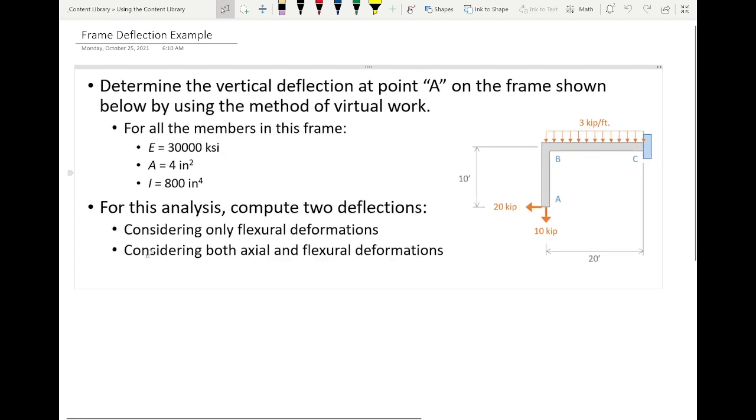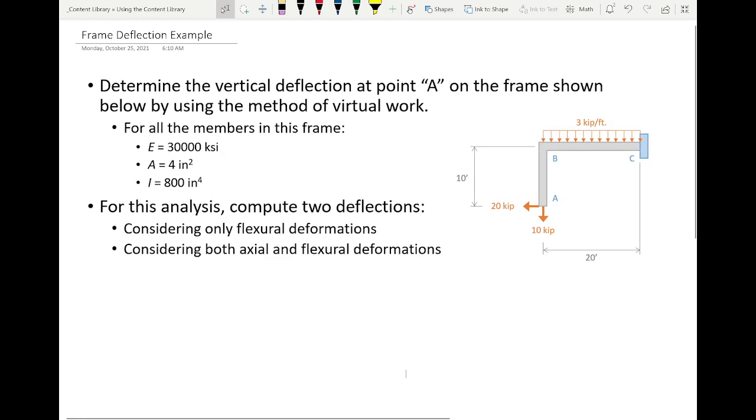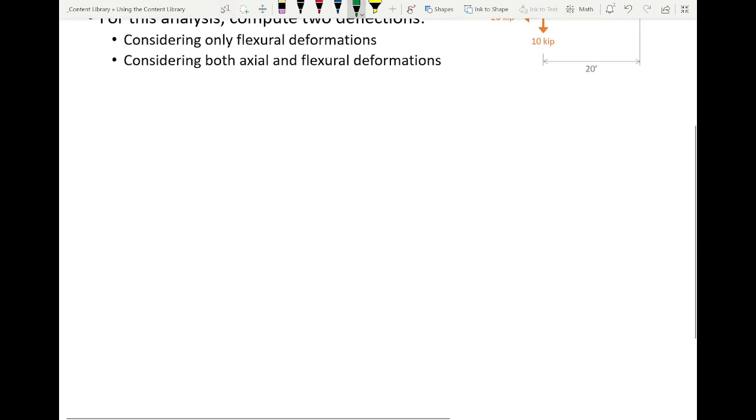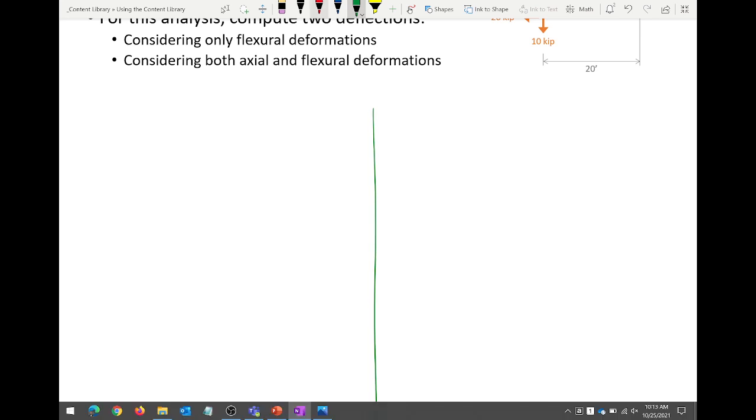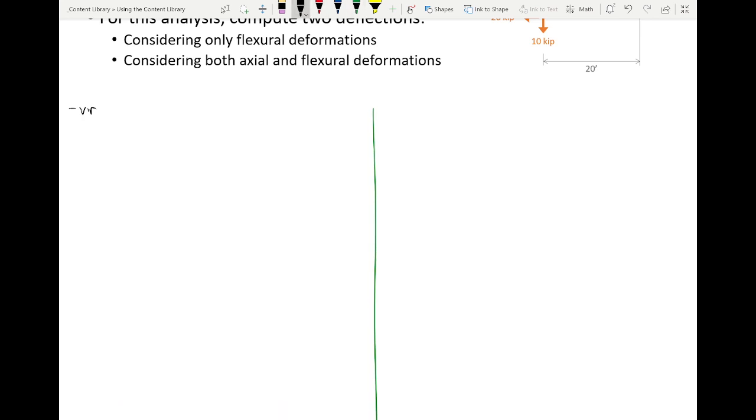Let me make this picture a little smaller. There we go. Okay. So what I'm going to do is we're going to take this problem, and I'm going to do sort of two sets of analyses. I'll do some over here on the left, some over here on the right. And let's take a look at what we got. Okay. So, all right. So let's do the virtual structure. And this is vertical deflection at A, and we're going to say assumed downward.